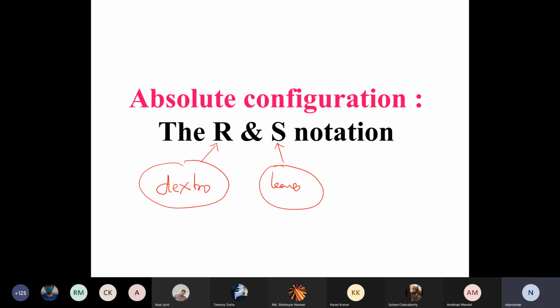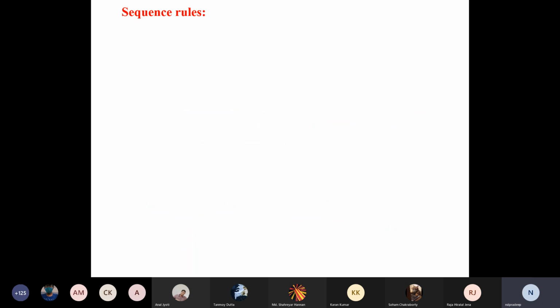Dextro only turns the light in the positive, clockwise direction, levo in the anti-clockwise. R and S can be either way, but for a given compound, R and S should turn the light in opposite directions. That's all. Clear with this? Sometimes we ask objective questions from this area only. Any doubt? No doubt? Then I can go forward. Okay, fine.